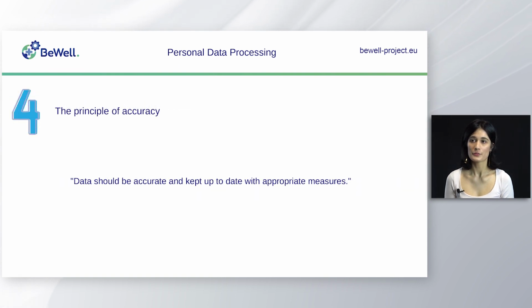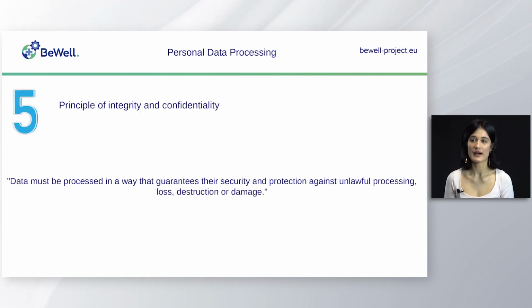Principle 4. The principle of data accuracy, according to which data should be accurate and kept up to date, and appropriate measures should be taken to promptly correct or delete data that are inaccurate concerning the purposes for which they are processed. Principle 5. Integrity and confidentiality, according to which data must be processed in a way that guarantees their security and protection against unlawful processing, loss, destruction, or damage.